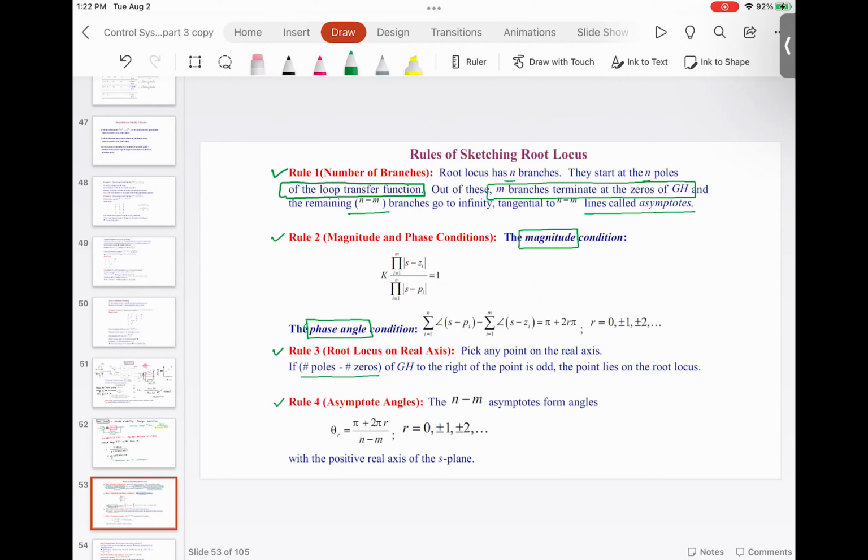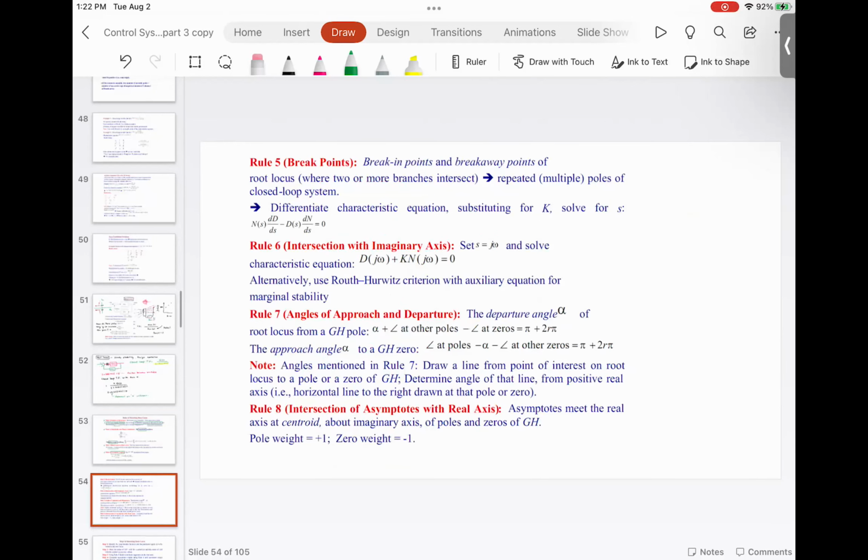The next rule is finding the angles of the asymptotes. Again, this is the condition for theta, so you substitute the values and get the angles. Then there is rule number five. Some of these rules are a little bit common sense, but the first four rules are quite important. The next rule is related to the break-in points and breakaway points. After that comes the intersection with the imaginary axis, then the angle of approach and departure, and the intersection of asymptotes.